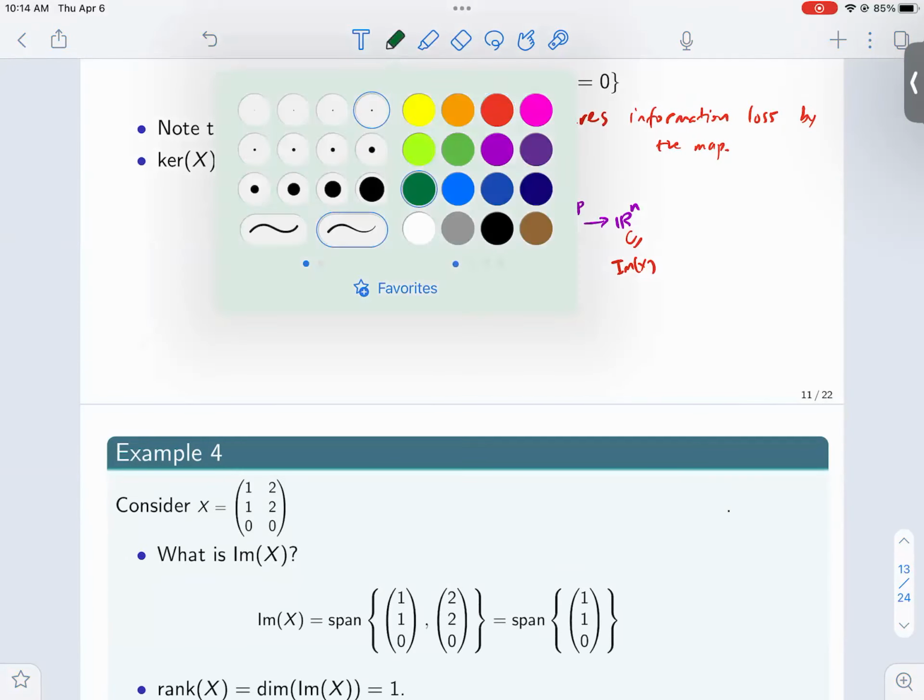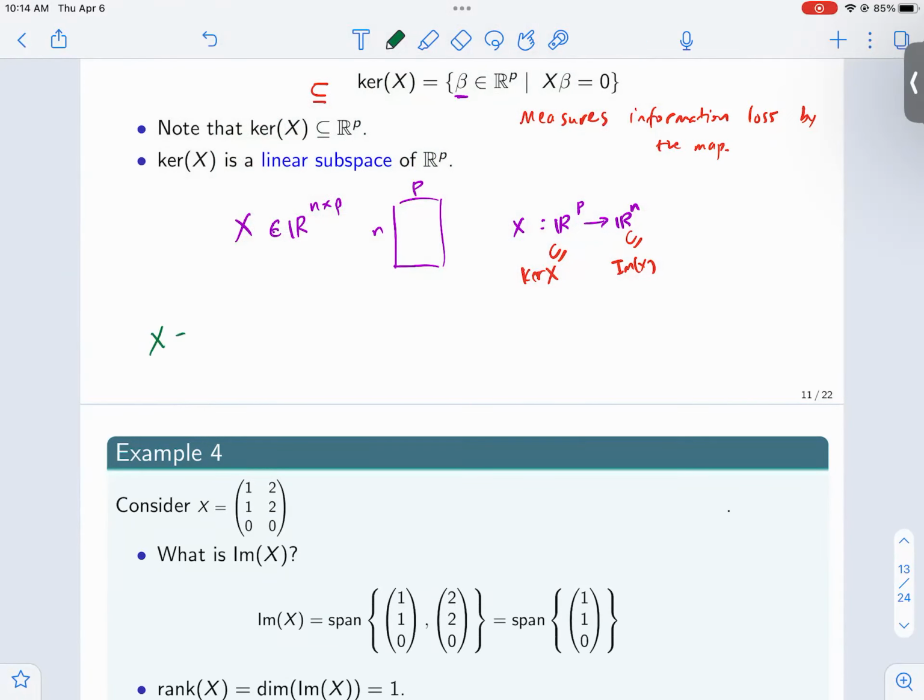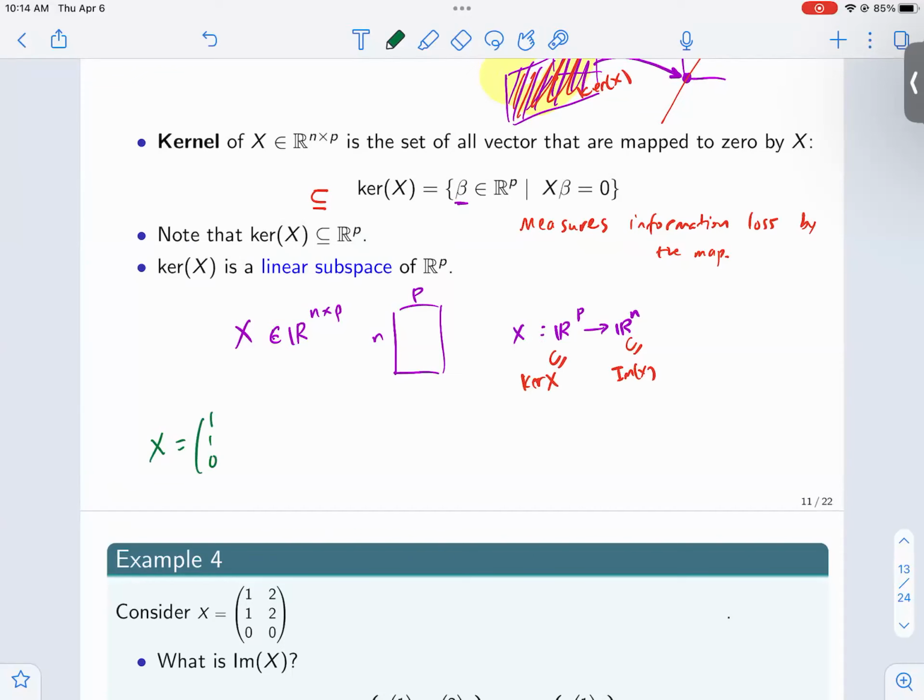So let's try this. Questions? Let's see. So X is 1 1 0 2 2 0. We already know that the dimension of the image of this is one, so the rank is one. How about the kernel? Can we figure out the kernel of X? How do you figure out the kernel? You can write a set of equations from the definition and try to solve that. Maybe think a little bit about this. See if anyone can tell me what the kernel of this map is.